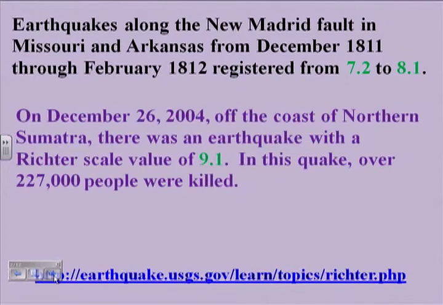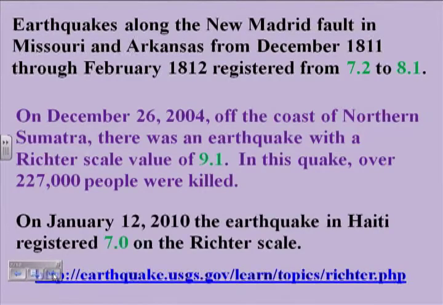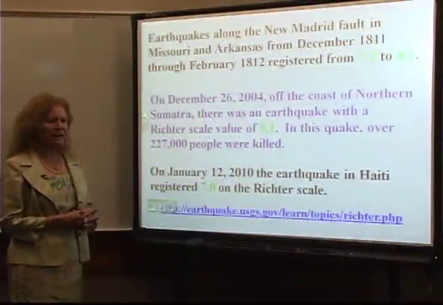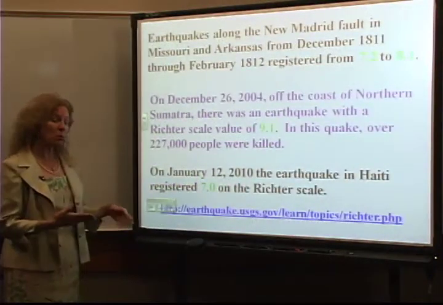And I pulled out this information. By the way, the site where I pulled all of this was the U.S. Geological Service from the U.S. government. Off the coast of northern Sumatra, I came up with about the highest Richter value I could find, a 9.1. And over 227,000 people were killed in this one in 2004. The one in Haiti had a Richter value of 7.0. So we see these numbers for earthquakes, and we all see them in the news, but what do they really mean?